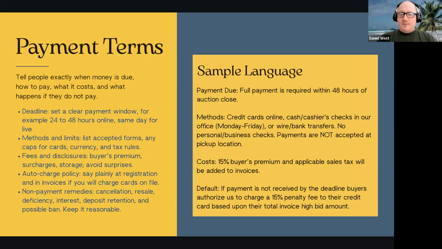There are other potential fees that might be coming up. You might have storage fees. You might have DMV handling fees. You might have gun cleaning fees or whatever. There's all kinds of different fees that you might want to be charging the buyers. So you want to list them all. They all need to be in your terms and conditions, whatever it is that you're charging. Do disclose every single one of them.